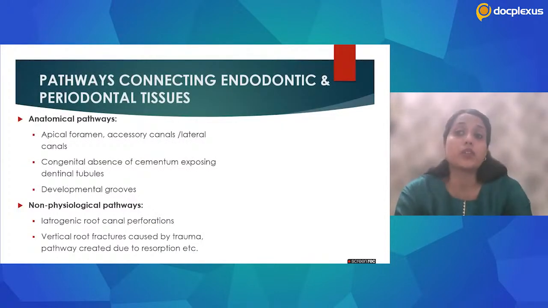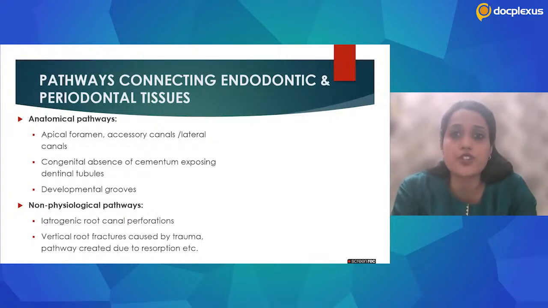Then, what are the pathways that are connecting endodontic and periodontal tissues? They are so closely connected, but there are still a few barriers or few things that are connecting them. They can be divided into anatomical pathways and non-physiological pathways. Anatomical pathways will definitely have the apical foramen, and then accessory canals or lateral canals, which have connective tissue and vascular lymphatic drainage. Congenital absence of cementum exposing dentinal tubules.